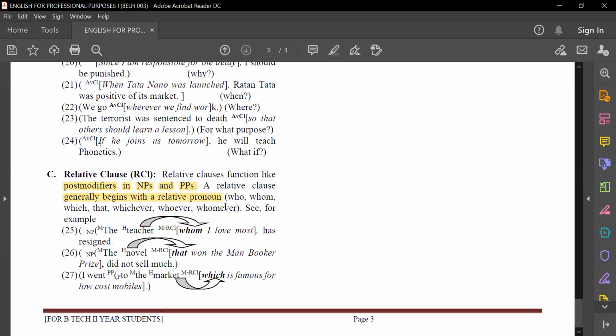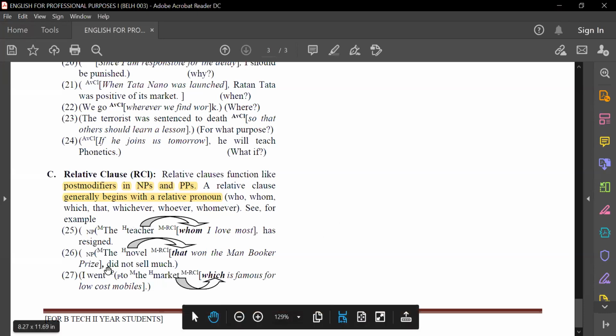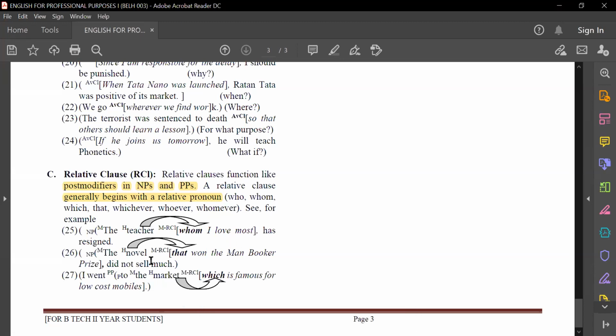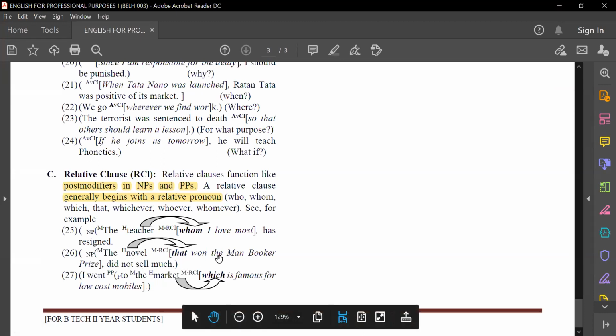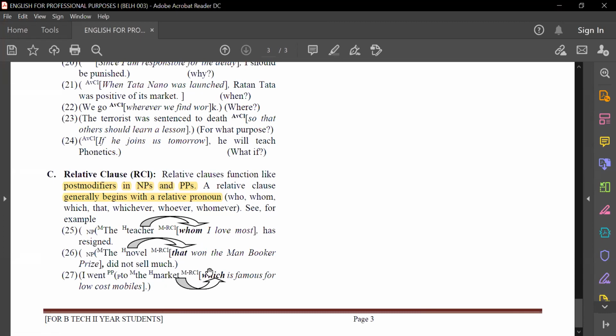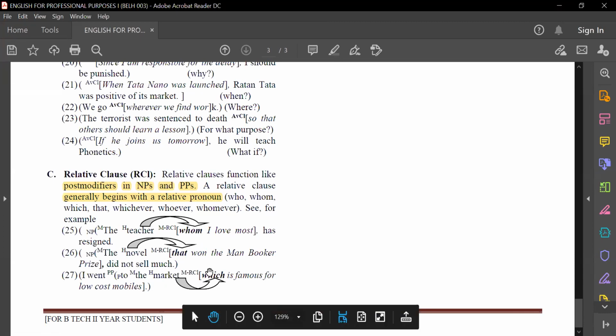whomever or whomsoever. The examples mentioned here are: "The teacher whom I love most has resigned." "The novel that won the Man Booker Prize did not sell much." Or "I went to the market, which is famous for low-cost mobiles." We can see that the relative pronouns are working actively in all these 3 sentences, and the relative clauses are functioning as a post modifier to the NP and PP.